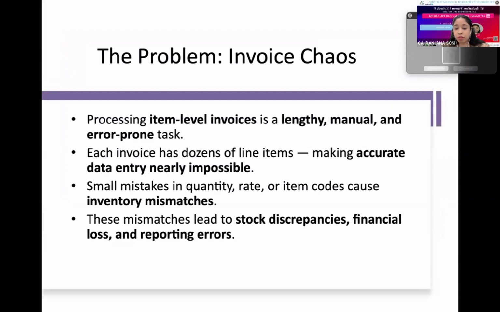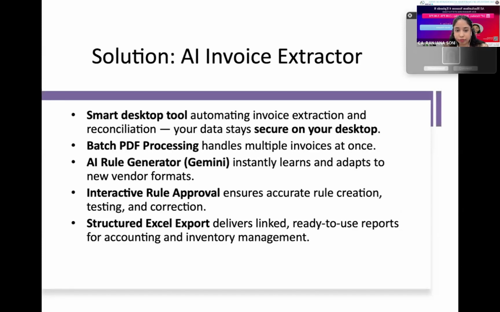So the problem is processing item level invoices is lengthy, manual, and error prone. Each invoice has a dozen line items, making accurate data entry nearly impossible. Small mistakes in quantity, rate, item codes cause inventory mismatches. These mismatches lead to stock discrepancies, financial loss, and reporting errors.